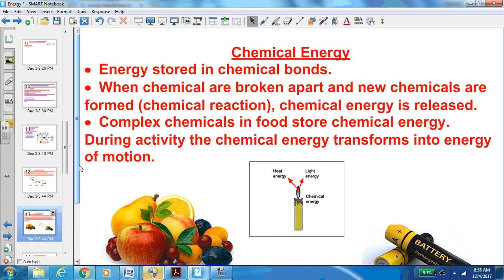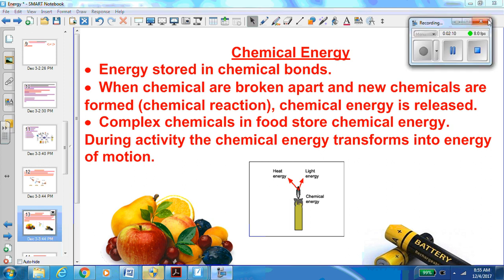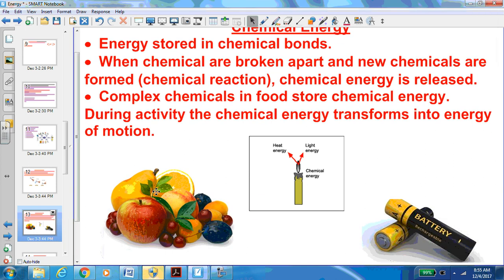So a lot of times with chemical energy, it's going to change into other forms of energy, but it is a stored form of energy, so it's kind of waiting to be used. And then when it's used, it changes into other forms. You can see that here in this candle picture. You start out as chemical energy with the wax, and then when the wick starts to burn, you change that into light and heat energy. And then you have a picture of food, which is an example of chemical energy, as well as batteries, which have stored chemical energy as well.